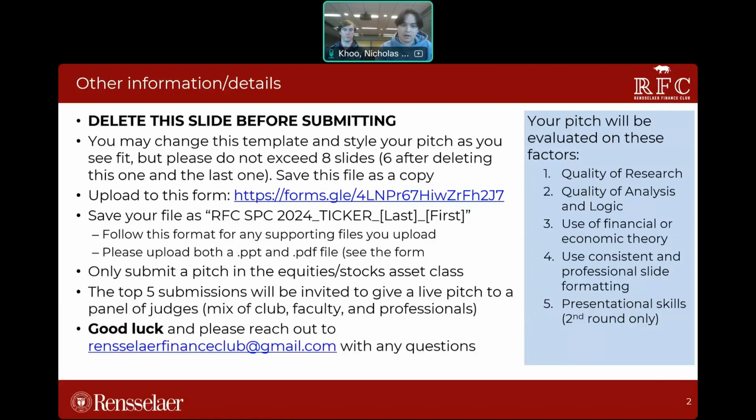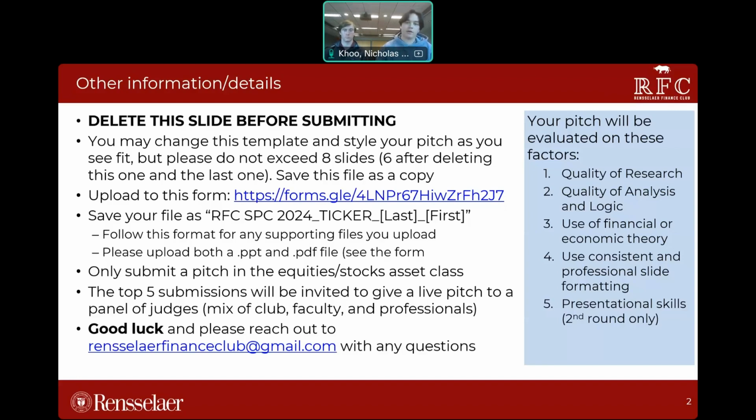Please only pitch stocks or equities. The top 5 submissions are going to be invited to a second round to give a live pitch to a panel of judges. Hopefully this will be a mix of club, faculty, and professionals in the industry.